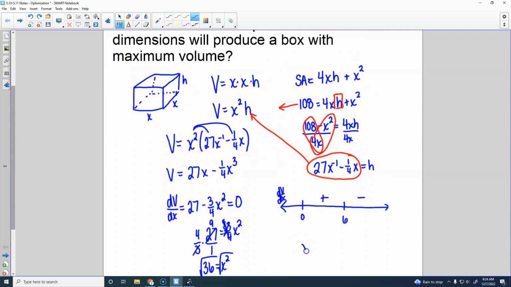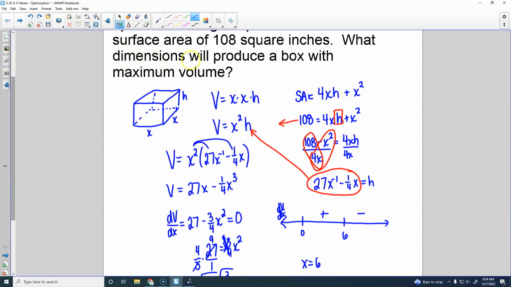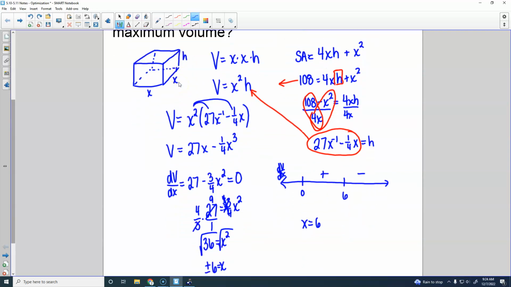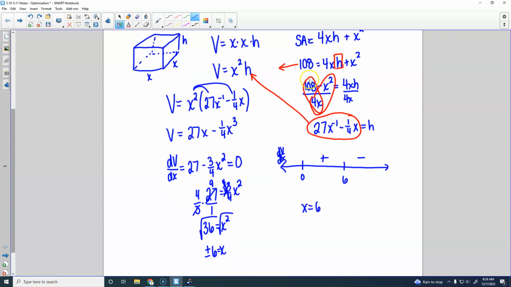So x would equal 6, but it asks for dimensions that would produce the maximum volume. So I also need to know height. What would I do to find that height? Plug the 6 back in to what? Surface area, because volume has too many variables in it. If I plug in 6 there, it's going to give me the volume, not the height. So I need to go back over here to this. Actually, I could do this one, although I don't know that that's easier. It might be. Well, whatever.